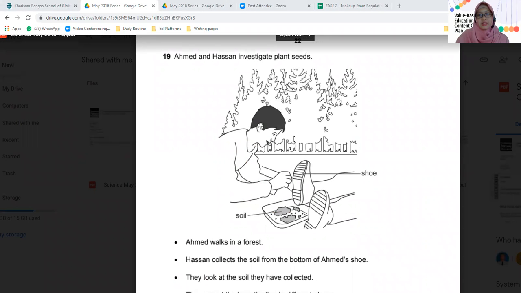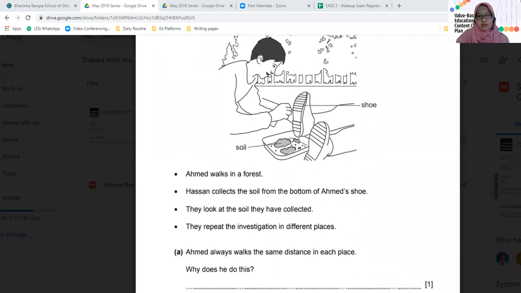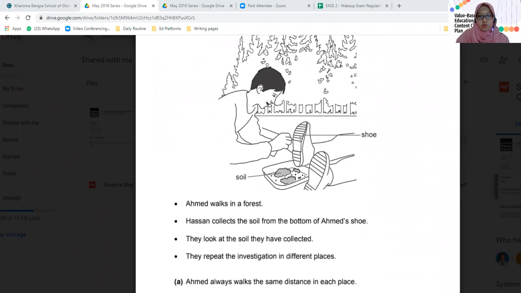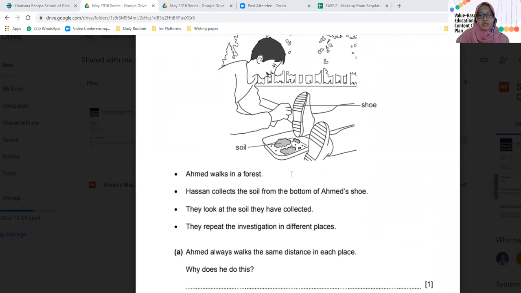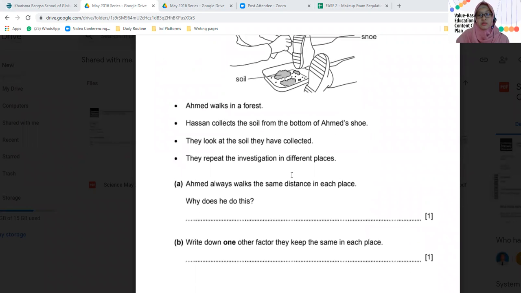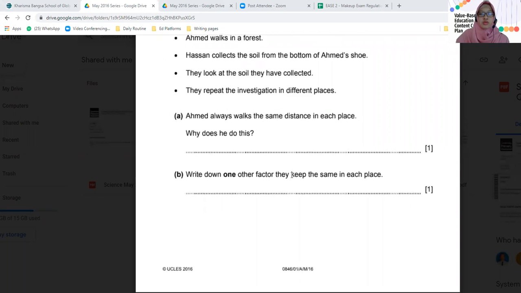Ahmed and Hassan investigate plant seeds. Ahmed walks in a forest. Okay, we can see the shoe. Hassan collects the soil from the bottom of Ahmed's shoe. They look at the soil they have collected. They repeat the investigation in different places. Ahmed always walks the same distance in each place.